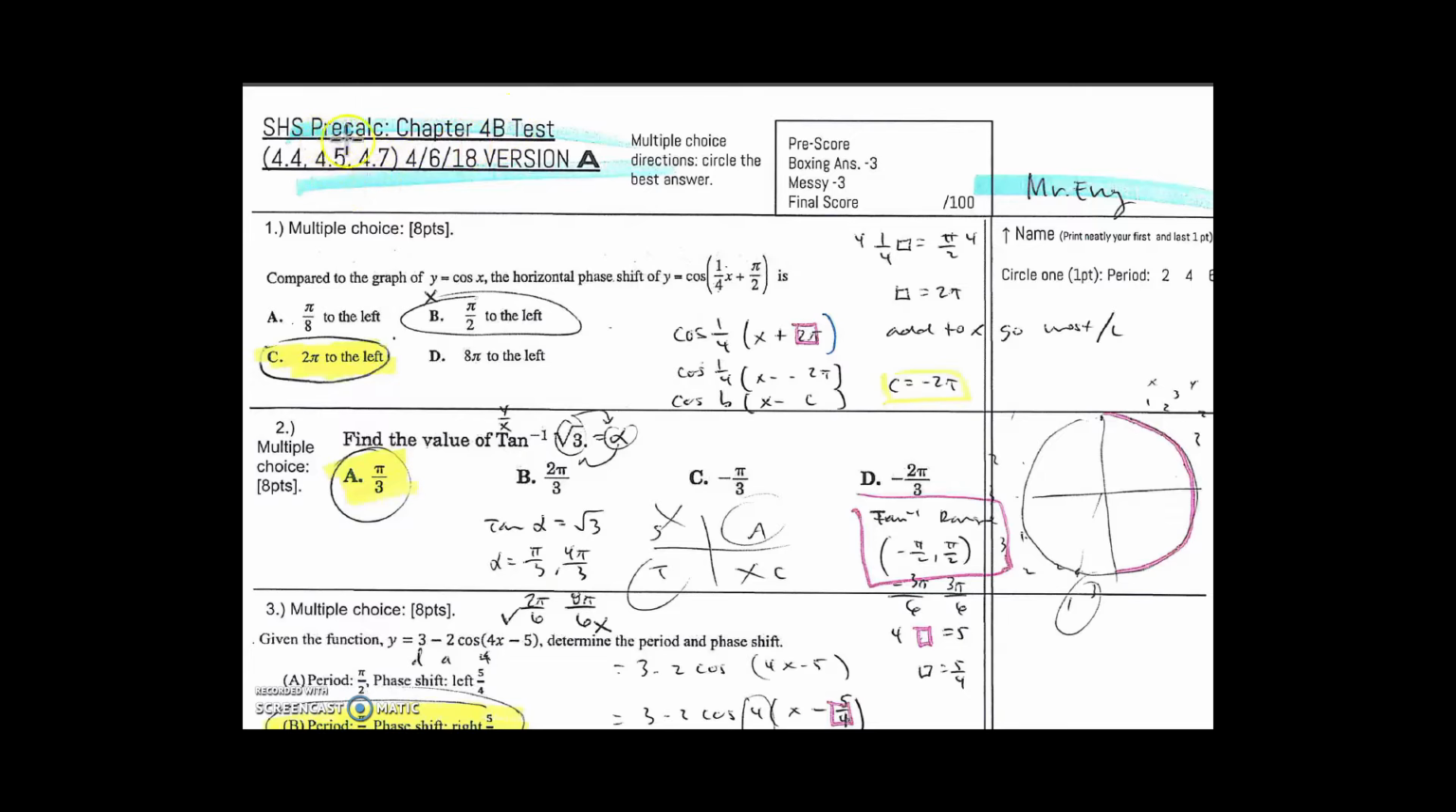Hi, this is Mr. Rain going over the pre-calc chapter 4B test, April 6, 2018. This is version A. Version A, max amount of points was 100. You guys got to look at the 3 tests, and this was the hardest one.